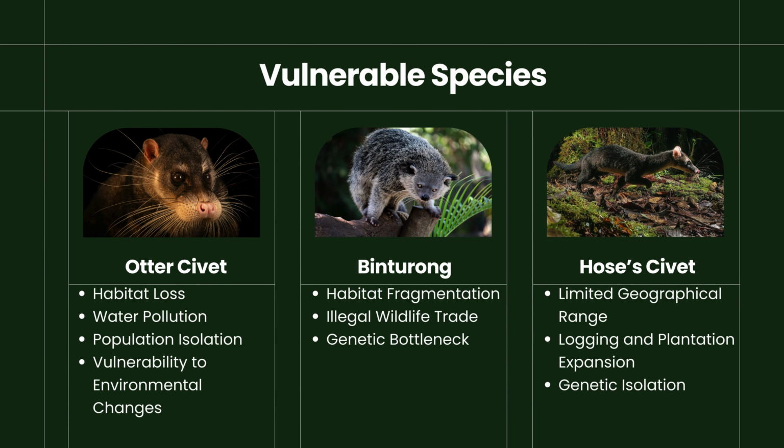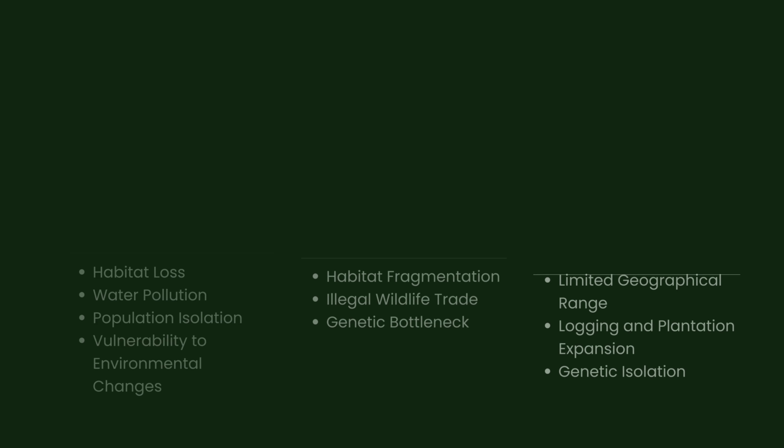Some of our vulnerable species include otter civet, binturong, and Jose civet. The reason why their numbers are decreasing is because of habitat loss, water pollution, habitat fragmentation, illegal wildlife trade, genetic bottleneck, limited geographical range, and genetic isolation.